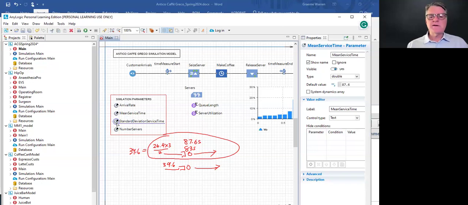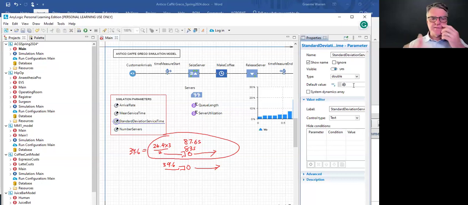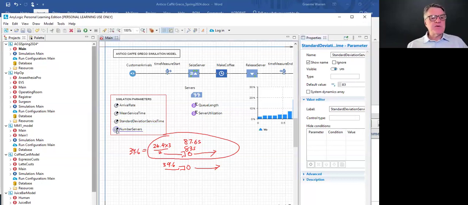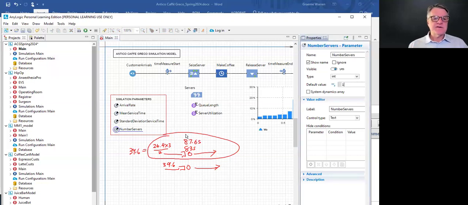And the standard deviation needs to go back up. I think we're at 8.3 now. Let's just take it back up to 83. That's the base case, and without training. And then the number of servers needs to be 1 here because we're just analyzing this subsystem. It's an M/G/1 queuing model, easy enough to analyze with a queuing model.